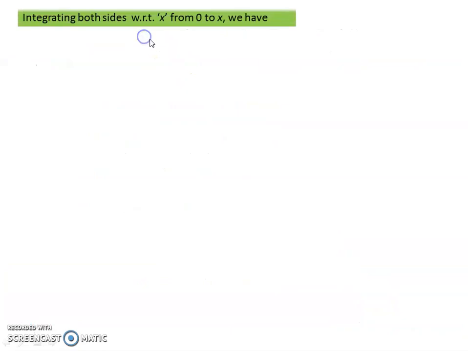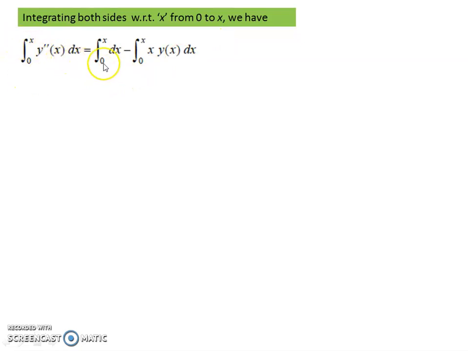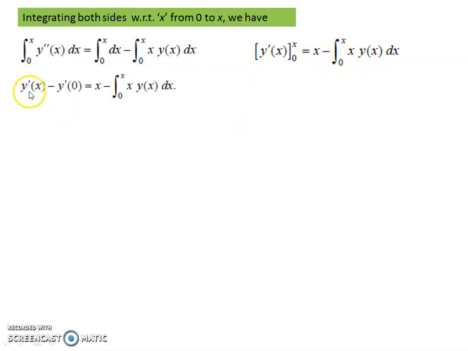So for y''(x), we integrate both sides with respect to x from 0 to x. We have the integral of y''(x) dx, the integral of 1 dx, and the integral of x·y(x) dx. So here y'' becomes y'(x), and by the fundamental theorem the integration of 1 from 0 to x is x, and the remaining term stays as such. The fundamental theorem says y'(x) minus y'(0) is equal to x minus the integral from 0 to x of x·y(x) dx. But y'(0) is equal to C. Let y'(0) be equal to C; in the previous question we also took this as C. So y'(x) is equal to C plus x minus the integral from 0 to x of x·y(x) dx.